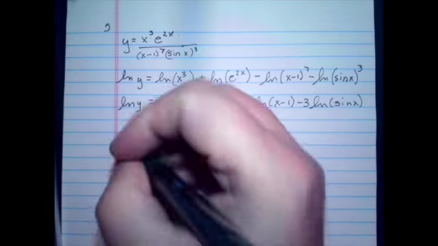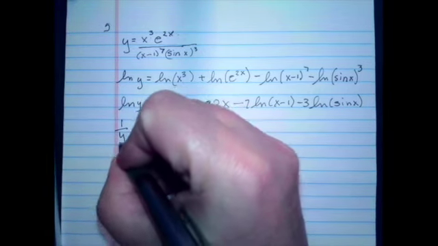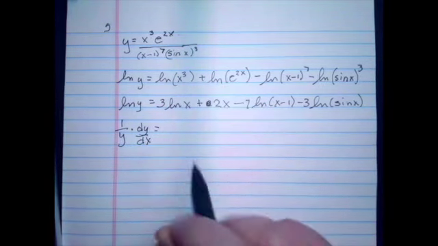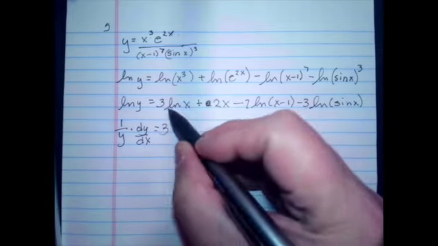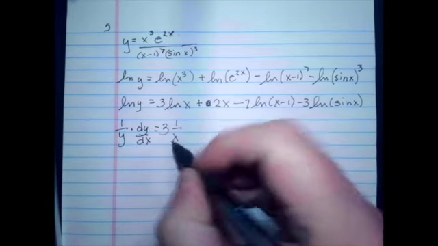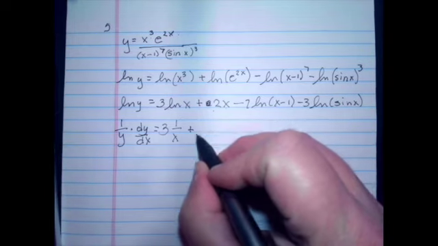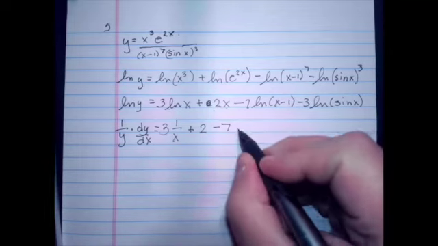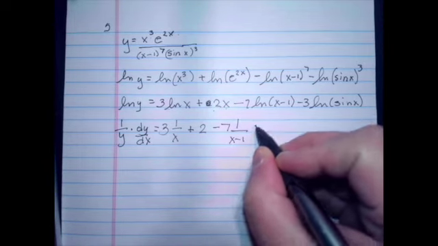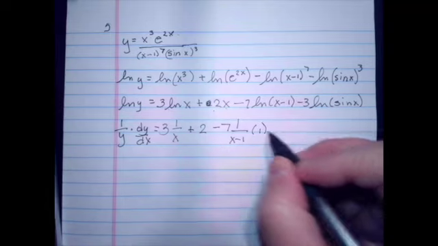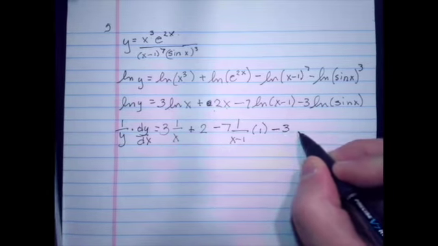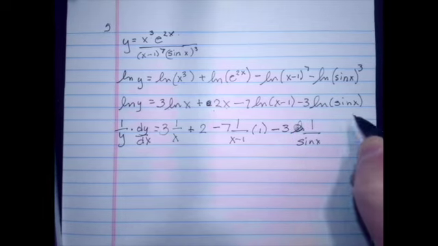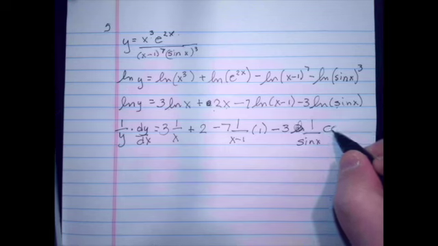Over here, since this is a function of y, that means we're going to get 1 over y times dy over dx. Here we're going to get 3 times the derivative of the natural log of x, which is 1 over x. The derivative of 2x is 2, minus 7 times the derivative of the natural log of x minus 1, that's going to be 1 over x minus 1, times the derivative of x minus 1, which is 1, minus 3 times 1 over sine of x times the derivative of sine of x, which is cosine of x.